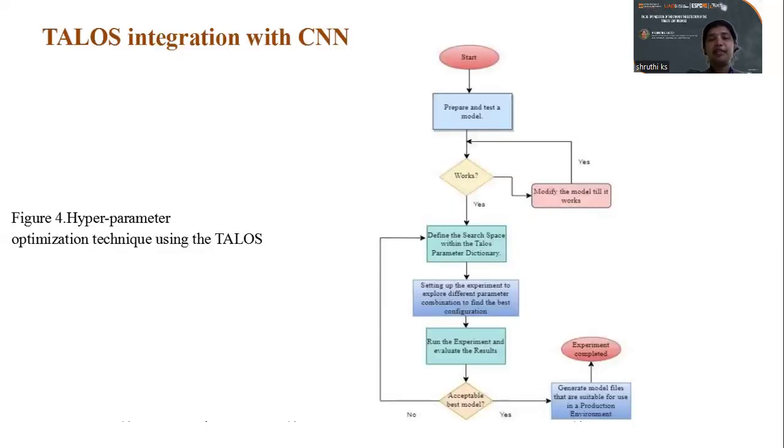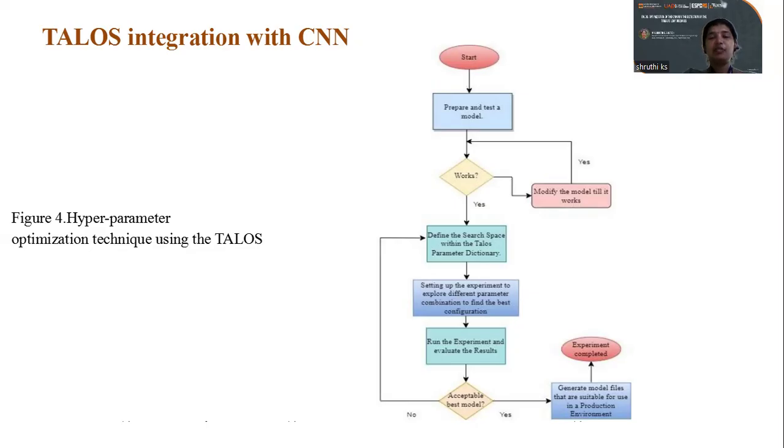This figure mainly shows how the Talos tool works. The process begins at the start. Then we have to prepare the model and test it for the given input images. If the model is working properly, we can move forward. If the model is not working, we have to modify the model and check it again until it works satisfactorily.